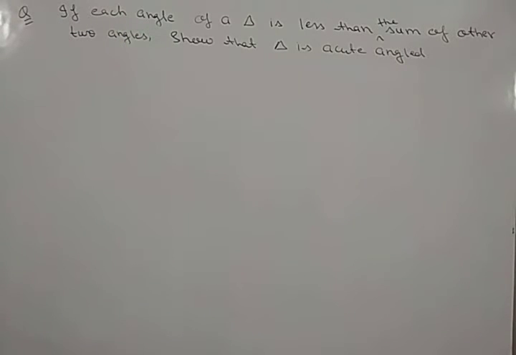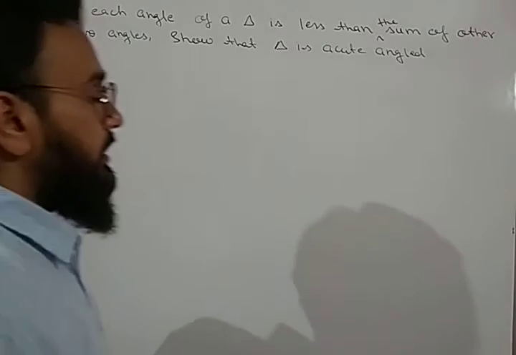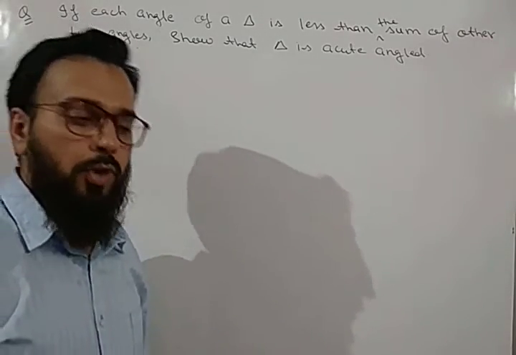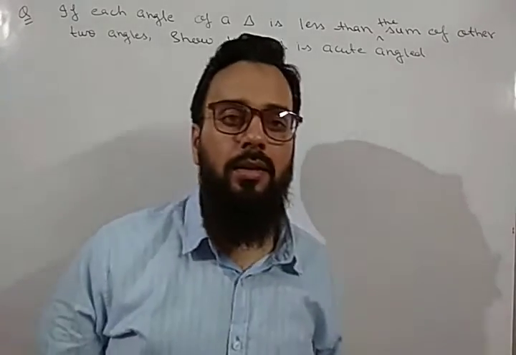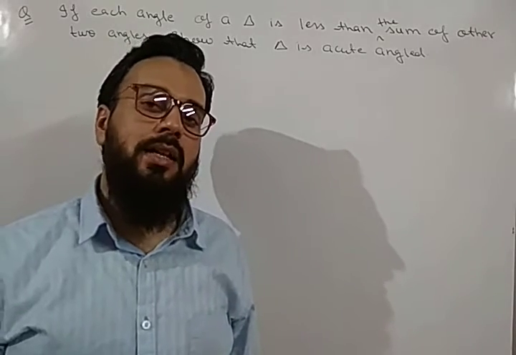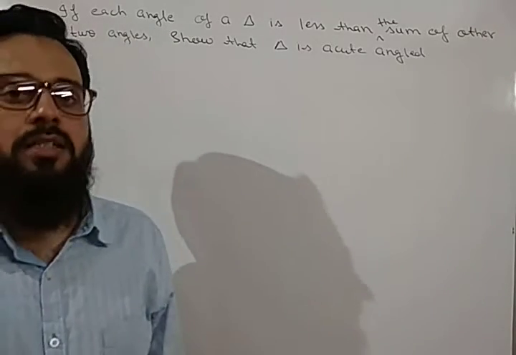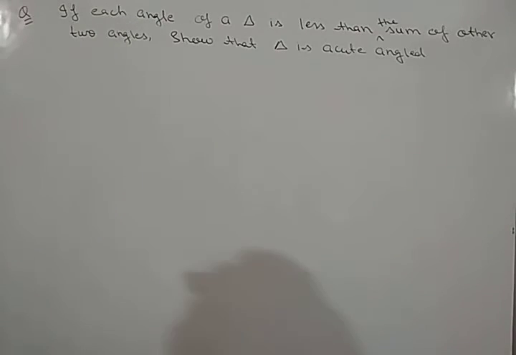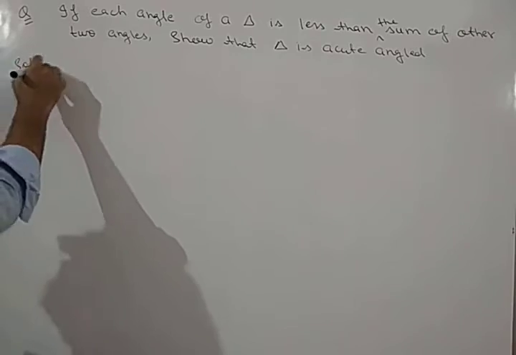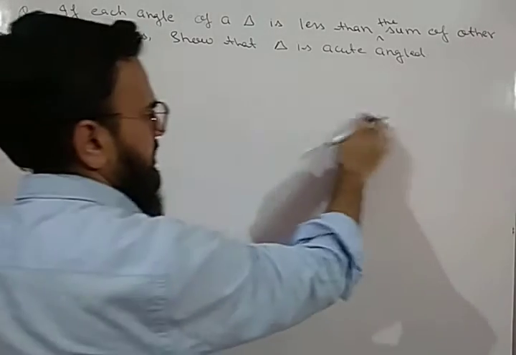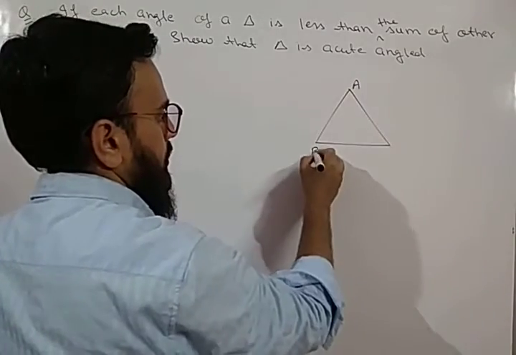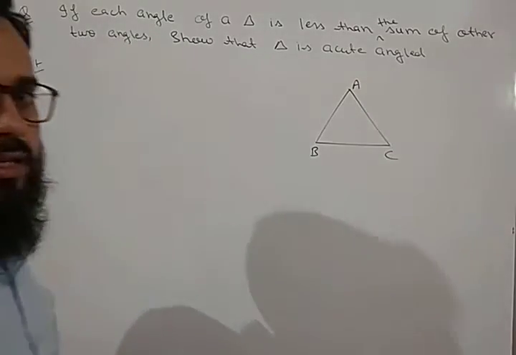Okay, so this is the question. If each angle of a triangle is less than the sum of other two angles, then show that the triangle is acute angled. So we all know what is an acute angle triangle. If in a triangle all the angles are less than 90 degree and greater than 0 degree, then the triangle is called an acute angle triangle. Okay, so for that, let us start proving. Let us consider a simple triangle, suppose triangle ABC. This is an acute angle triangle. All the angles are less than 90 degree.